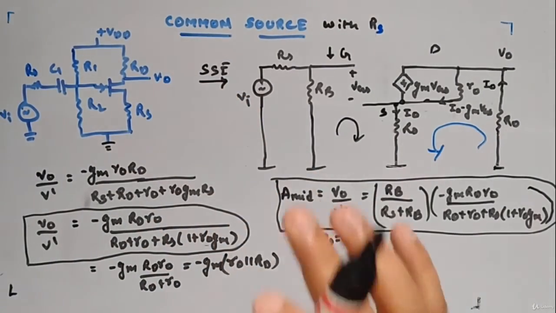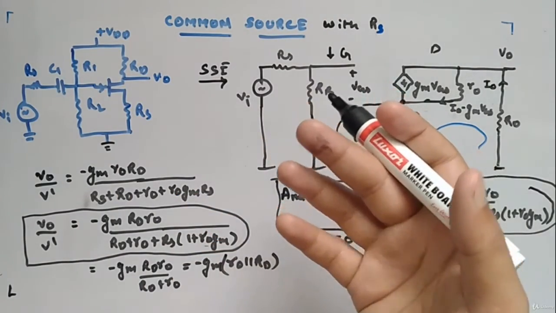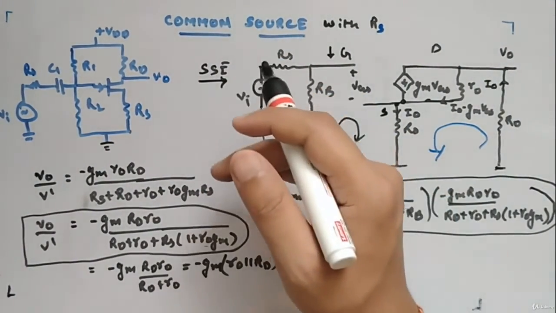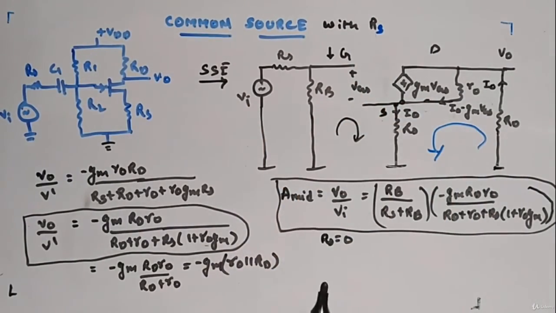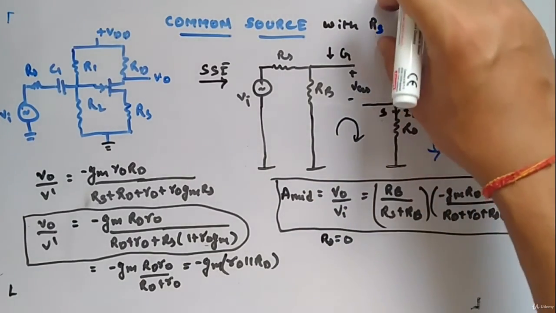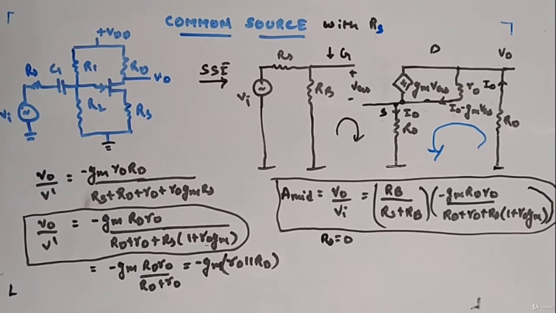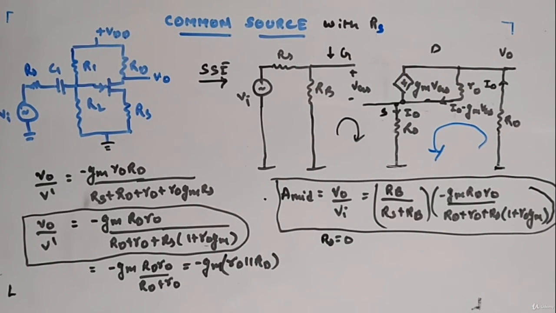It keeps the operating point stable even if transistor parameters vary. It won't change the operating point, and if the operating point doesn't change, it is more stable for the amplifier. It will stay in the saturation region even if there is a change in some parameters of the NFET. That is the reason we use this RS, even though we have less gain in this case. Now we will go for common drain and common gate as well, and we will see their mid band analysis.